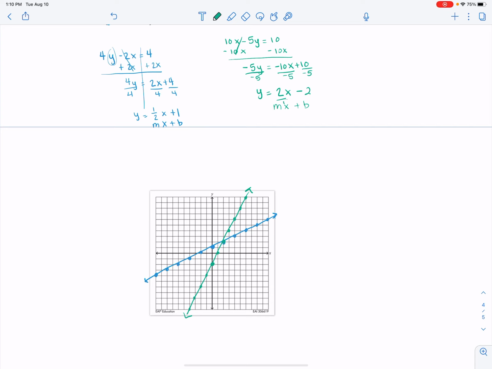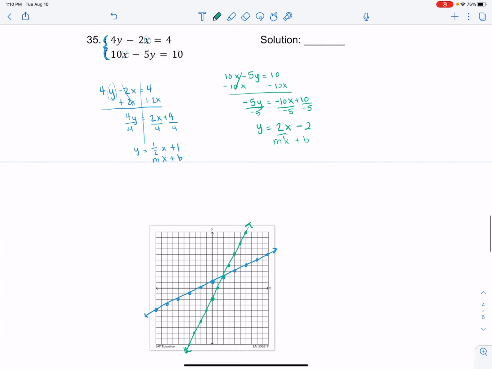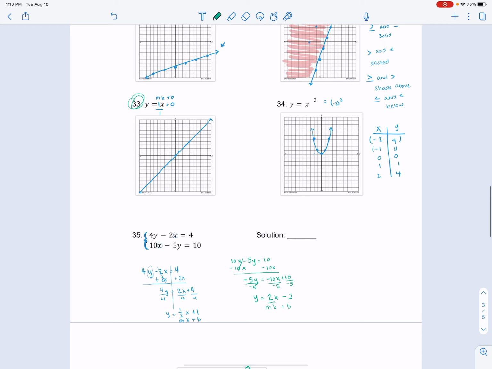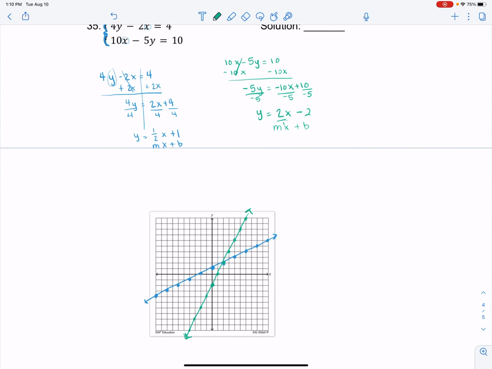Now, this question asks you for a solution. The difference between this and the reason I didn't ask you for a solution on the others is when you have an equation like on number 33, you have a lot of solutions. Anything on this line is a solution. So all of those points are solutions. But when you have two equations together, you don't have a lot of solutions. You have a lot of solutions on this line by itself, and you have a lot of solutions on this line by itself. But there's only one solution that satisfies both. So the solution to the system is where your two lines intersect or come together at that point, which is 2, 2.